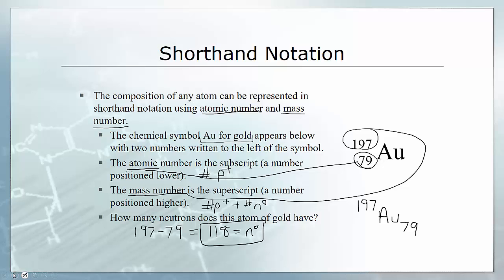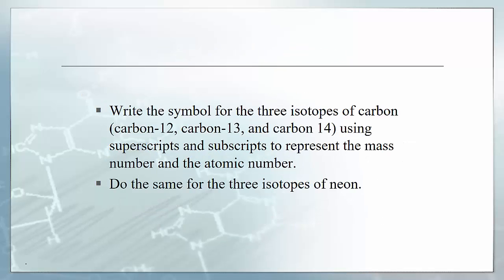So let's take a look at this. Write the symbol for the three isotopes of carbon, carbon 12, 13, and 14, using superscripts and subscripts. If you check out a periodic table, you will know that carbon has an atomic number of 6. So we can say carbon, atomic number of 6, mass number of 12. Or carbon, atomic number of 6, mass number of 13. Or finally 6 and 14.